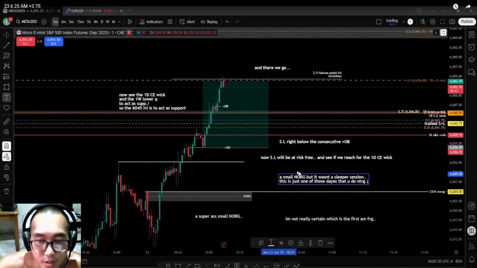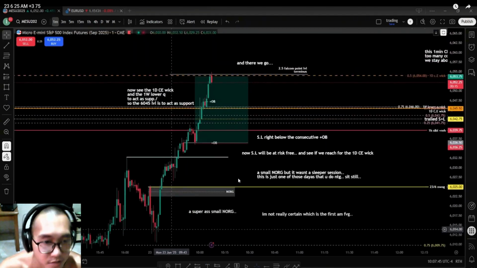Yeah, so here I say, take notes, okay? A small new opening range gap means a sleepy session. Okay? A small new opening range gap means if the new opening range gap is small, we don't expect big movement also. But sometimes we still do get big movement. But generally it won't, okay?